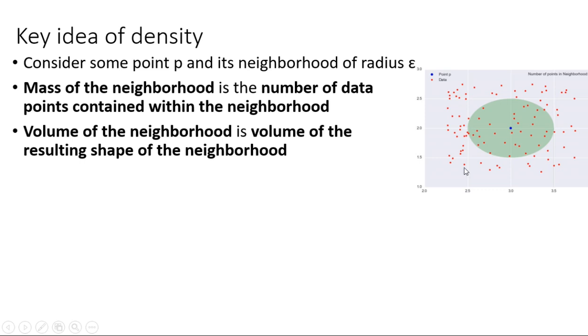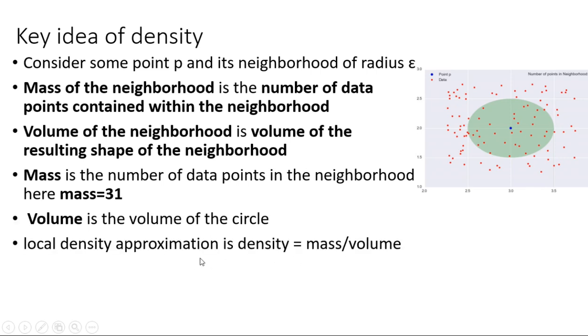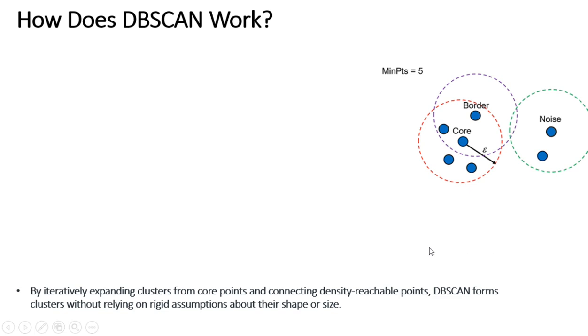Then you need to find the volume of the neighborhood, the volume of the resulting shape of the neighborhood, depending upon whatever shape your cluster is. Once you find the volume, you can find the density using the formula: density is equal to mass divided by volume. So you can find the local density approximation as density equals mass divided by volume. Now let's see how DBSCAN works.